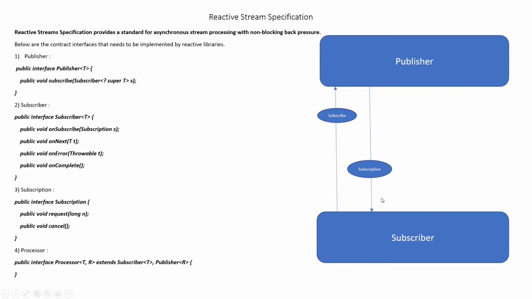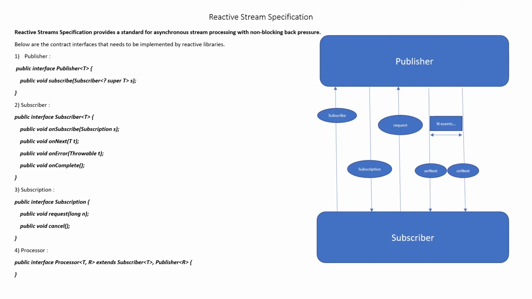Once the subscriber has received the subscription from the publisher, it is now ready to request the data. On this subscription, as you know, there is a request method. Using this request method, it will signal the publisher that it is ready to consume the data, and in the argument it can provide the number of messages it can consume at a time. Once the signal is received, the publisher will start sending the data by calling the on next method of the subscriber, and it will keep on calling the on next method until it has completed sending all the data.